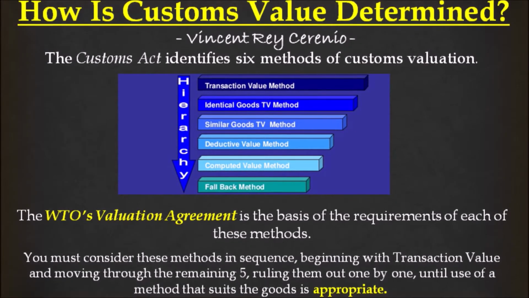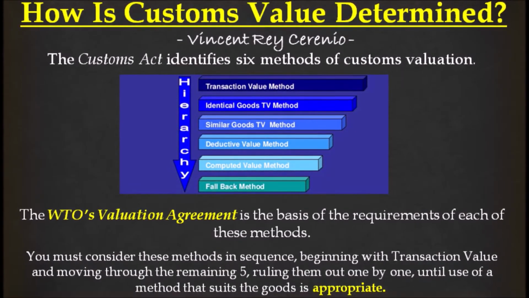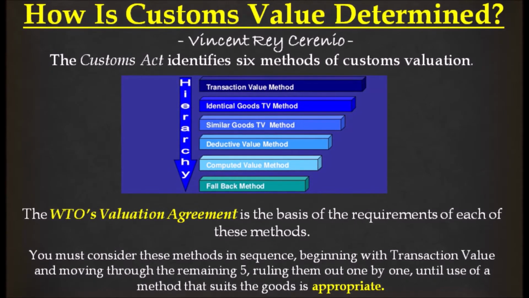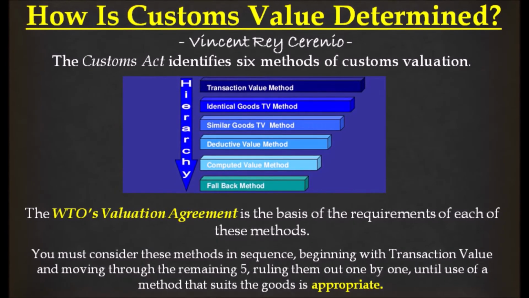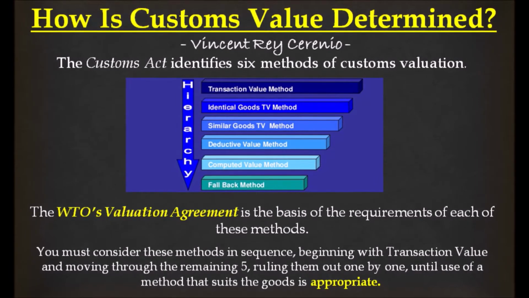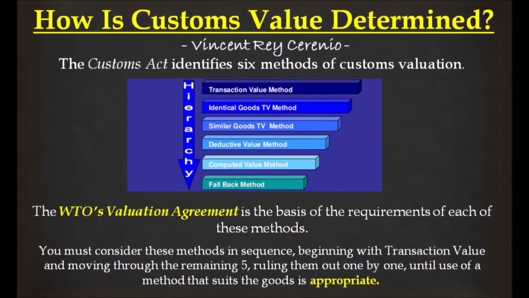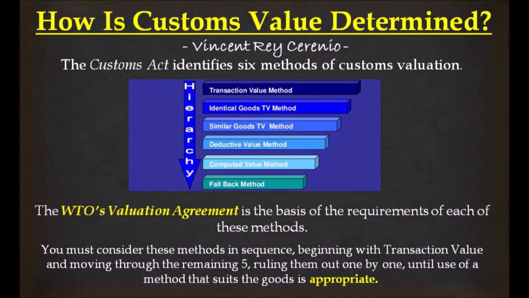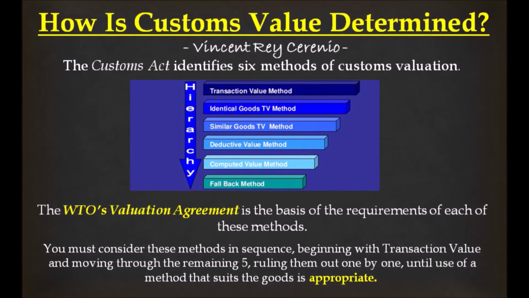The World Trade Organization's valuation agreement is the basis of the requirements of each of these methods. You must consider these methods in sequence, beginning with transaction value and moving through the remaining 5, ruling them out one by one until use of a method that suits the goods is appropriate. And that's how customs value is determined.